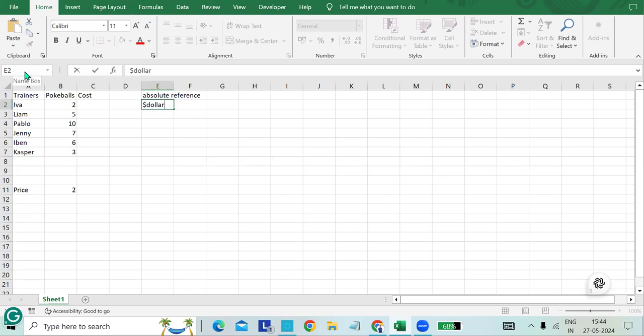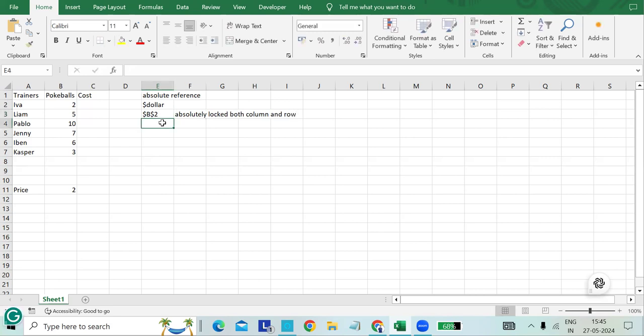So what is this? It is a name box. For example, consider B2. If you enter dollar here and here also, then it is absolutely locked, both column and row.